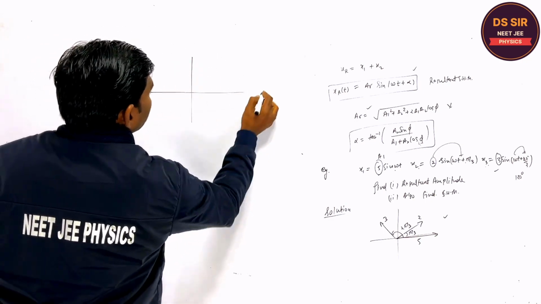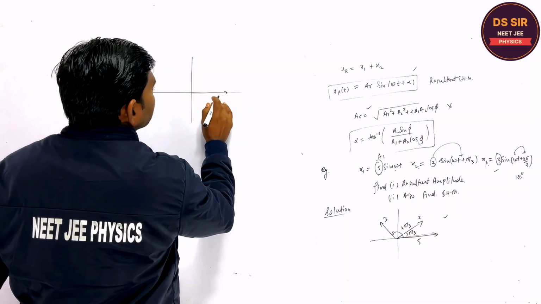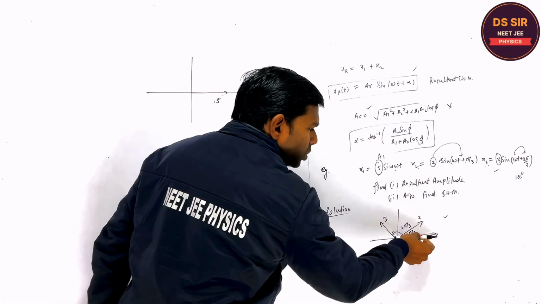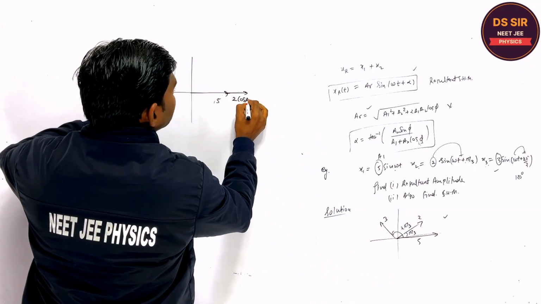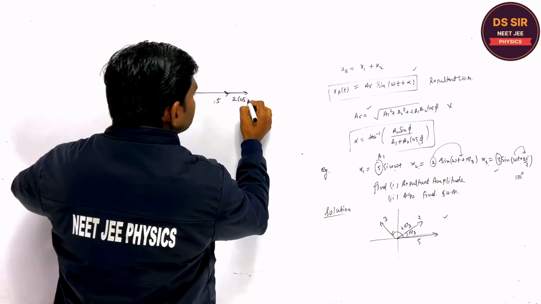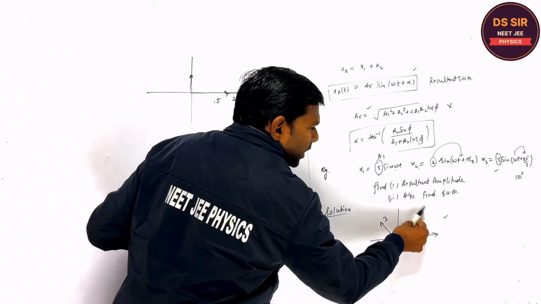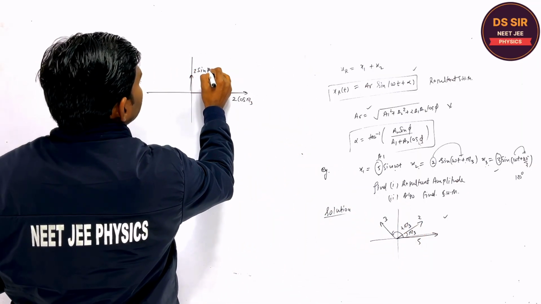So the 5 is as it is. This is the 5. This is the 2. So this is 2 cos 60 along this side, and its component along this direction is 2 sine 60 degree, right? Pi by 3.